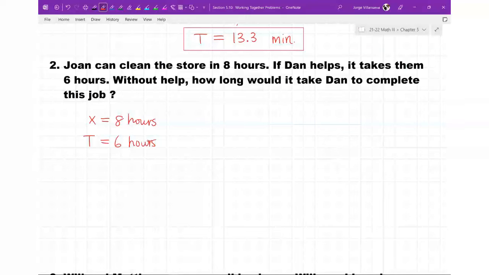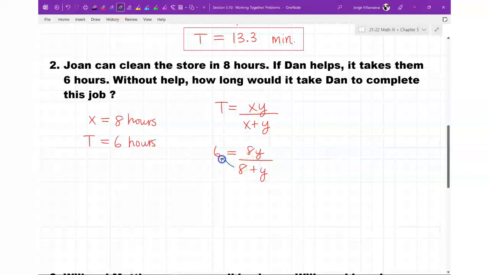So let's go ahead and set up our formula. Remember, T is equal to XY over X plus Y. So T is 6. X is 8, so it's going to be 8Y over 8 plus Y. Now that might look like it's going to be really difficult to do, but remember, all we got to do is just multiply, right? Multiply to the left. So this is what it looks like. 6 times 8 plus Y equals 8Y.